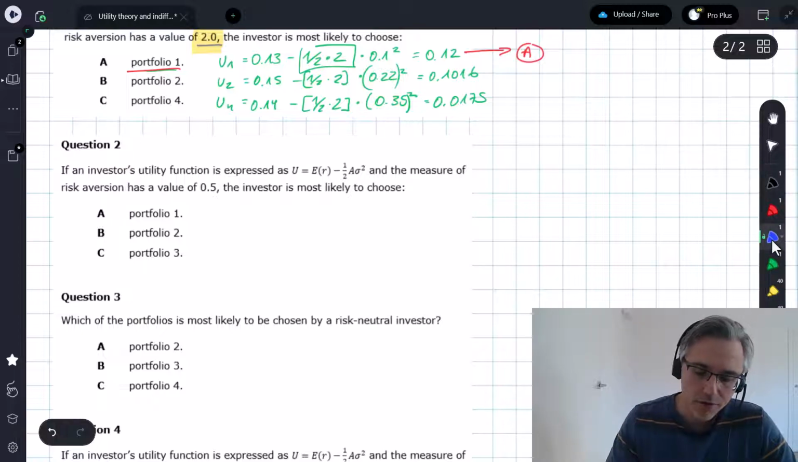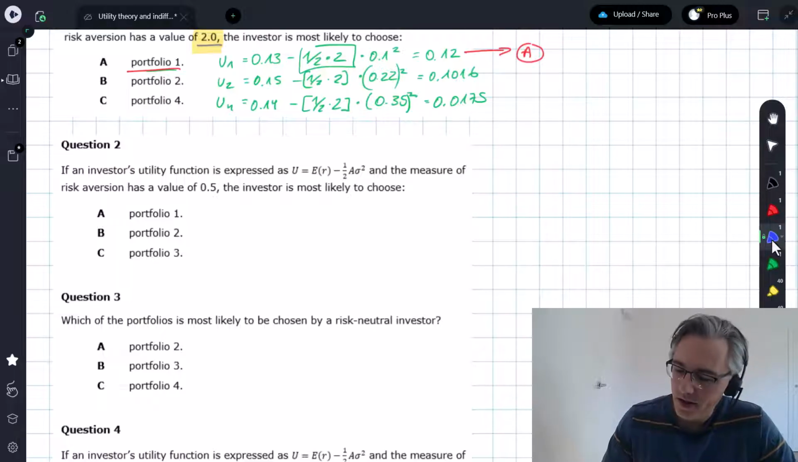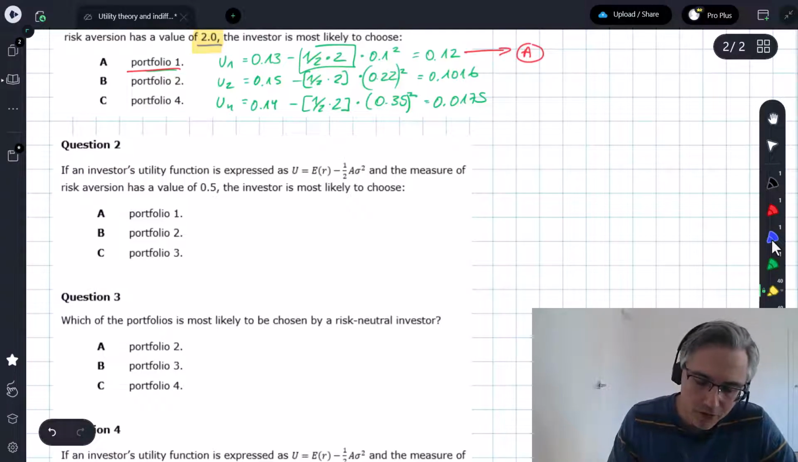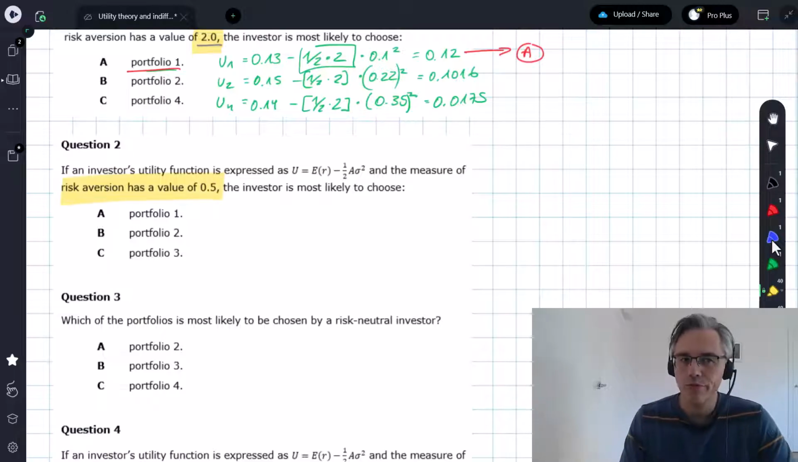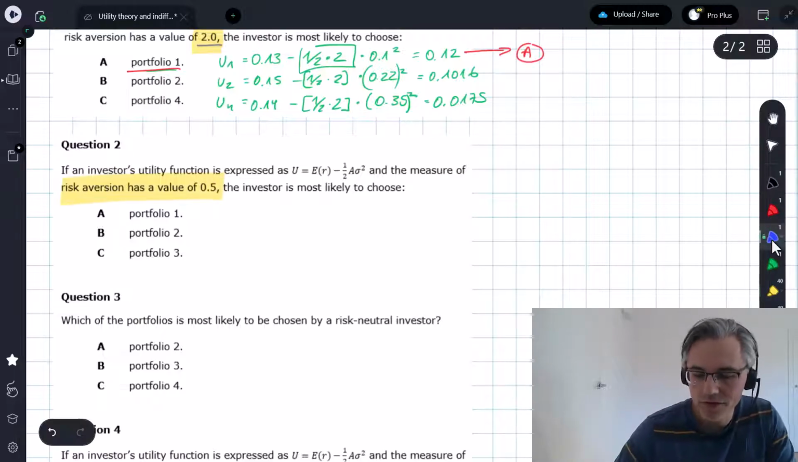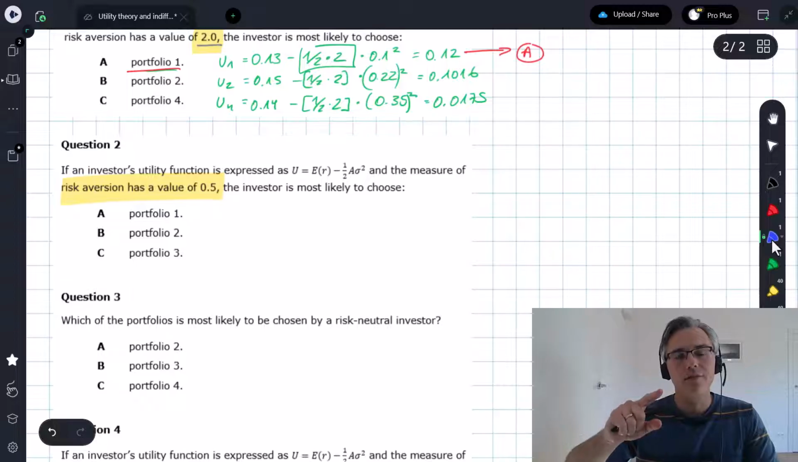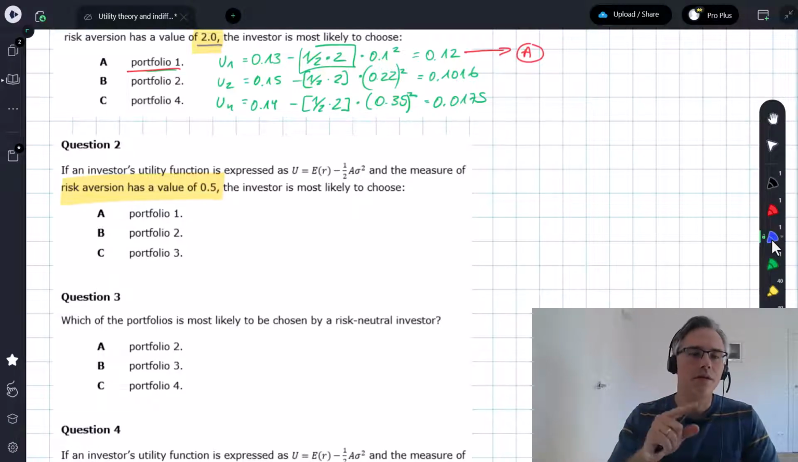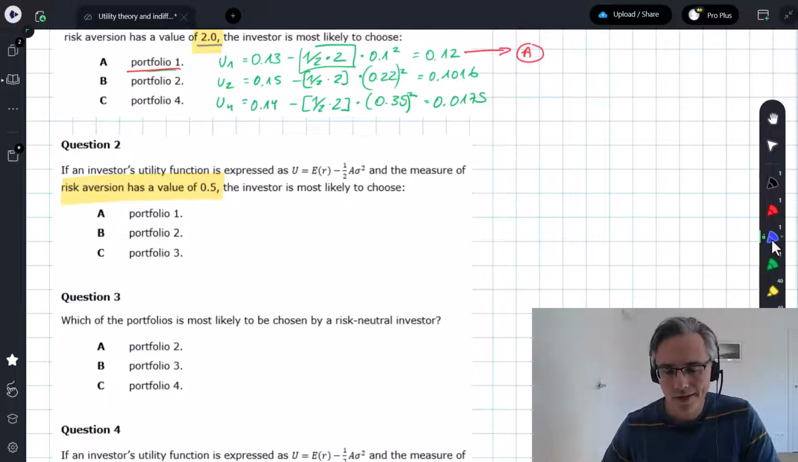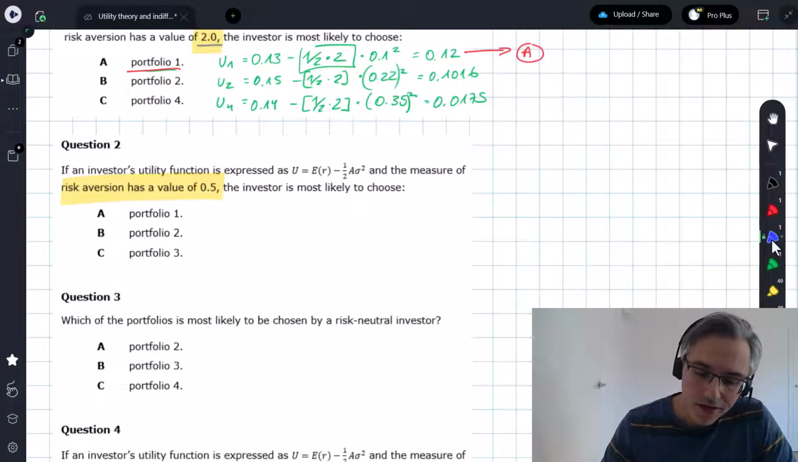Okay. Now, question 2. If an investor's utility function is expressed in the same way, but we've got a changed risk aversion value, so the A parameter now becomes 0.5 instead of the previous 2. So this investor is still risk averse, but definitely less so, more moderate or low risk aversion, closer to 0 for sure. Let's see what that gives.